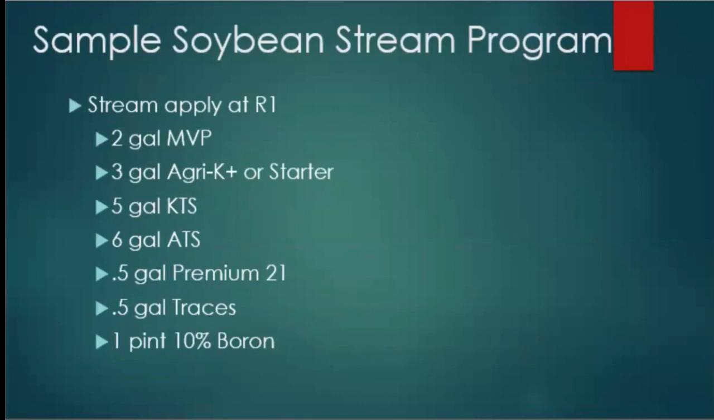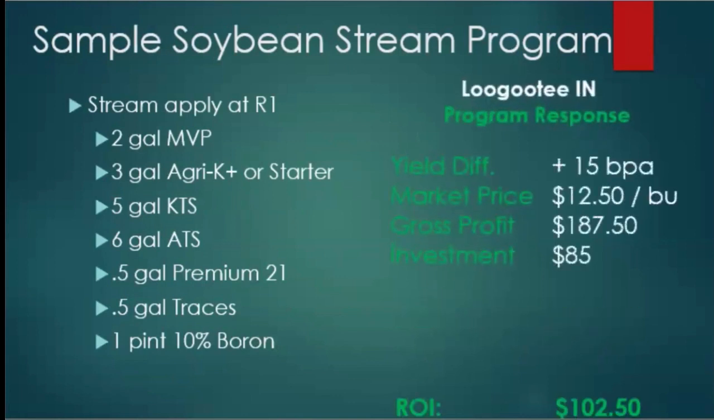Simple soybean stream program. This was actually applied by a grower. I got to walk his field every year for the last 3 years. And of this sample program, he actually applied it. What did it show? Well, he got a 15 bushel an acre difference at about $12.50 a bushel. So his gross profit was about $187.50. Investment was 85. So his ROI was about 102.50. That's a pretty solid ROI. Was it worth his time? I would say so. Yes.